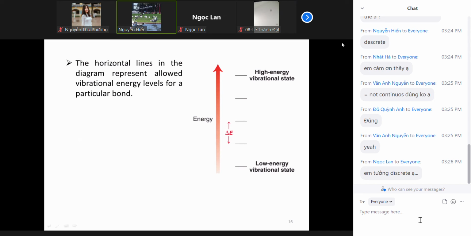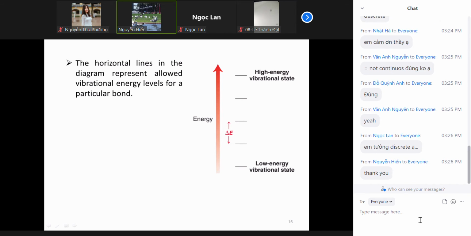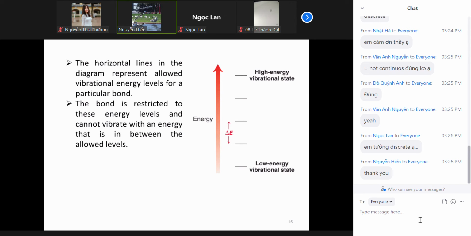And you can see the short lines here. So 1, 2, 3, 4, 5, and so on. So these lines represent the energy levels at which the bonds can vibrate. And the bond is restricted to these energy levels and cannot vibrate with an energy that is in between the allowed levels. So the lines at the bottom indicate low energy vibrational states, and the lines at the top indicate high energy vibrational states.